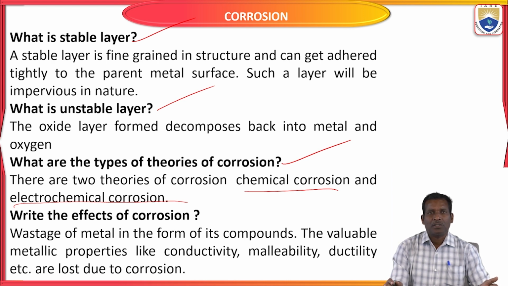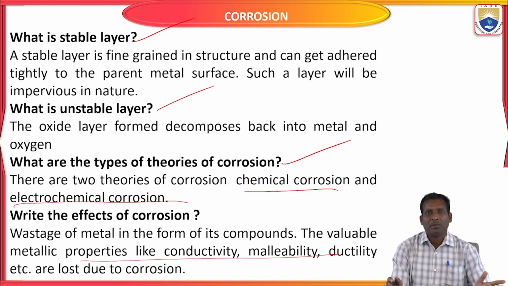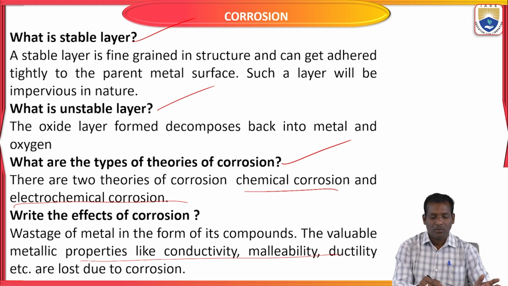Write the effects of corrosion. Wastage of metal in the form of its compounds. The valuable metallic properties like conductivity, malleability, ductility, etc. are lost due to corrosion. These are called mechanical properties of the material: conductivity, malleability, ductility, hardness, creep. Sometimes these mechanical or metallic properties are lost due to corrosion. So, these are the effects of corrosion.